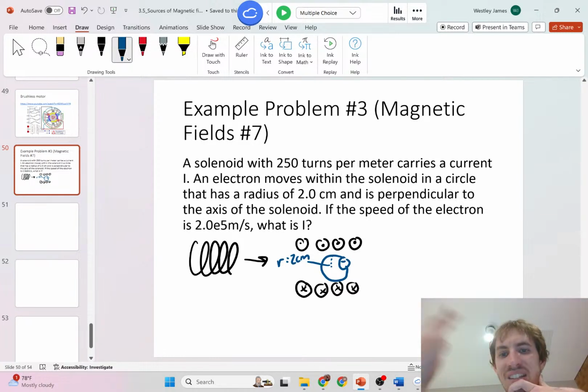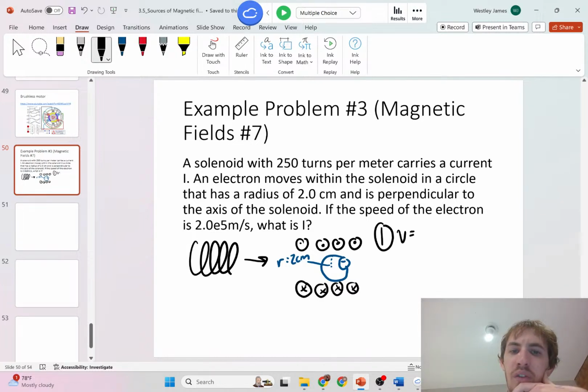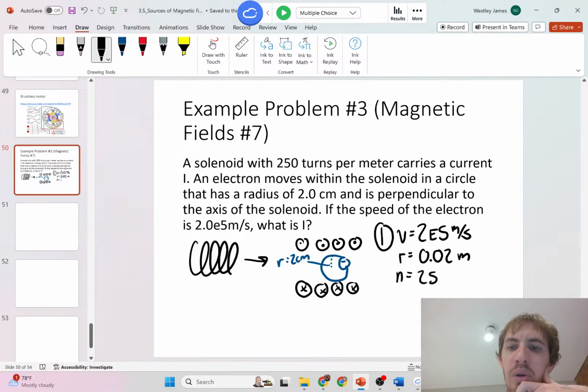The velocity, I'll just start writing my givens because it's kind of tricky to draw the velocity on here. So velocity is 2e to the 5 meters per second. The radius is 0.02. I just went ahead and converted that to meters. Lowercase n is 250 turns per length, so turns per meter. Okay. And that's all we have givens-wise. We technically have mu naught. We always have mu naught.